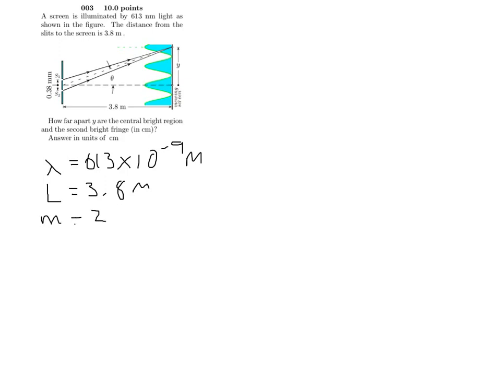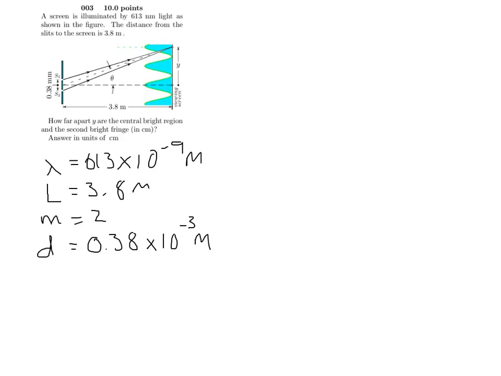The other thing that isn't mentioned in the question but is shown right here is the distance between the slits. The distance between the slits is d, and d is given as 0.38. It gives it as millimeters, but I'm going to put it in meters, so that's going to be times 10 to the minus 3 meters. And I'm looking for how far apart, so that's x.